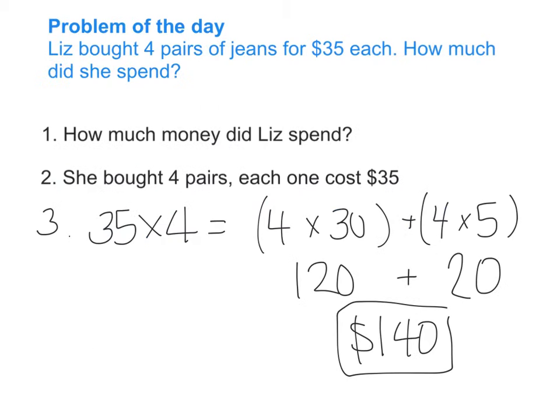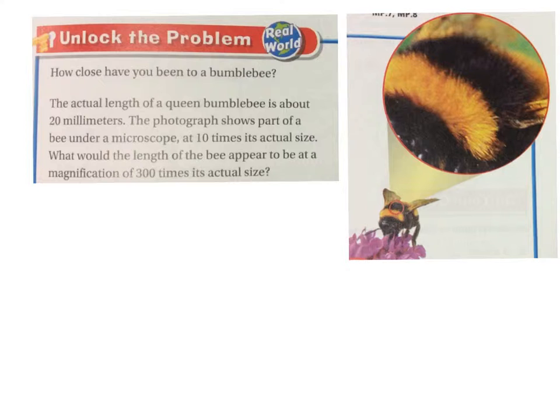Okay? So this is a problem that's in your math book, but you're just going to look at it up here. It says, how close have you ever been to a bumblebee? The actual length of a queen bumblebee is about 20 millimeters. This photograph right here shows part of a bee under a microscope at about 10 times its actual size. What would be the length of a bee if it was magnified at 300 times its actual size?